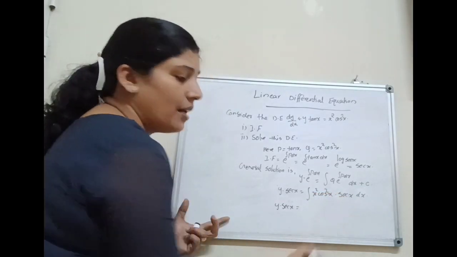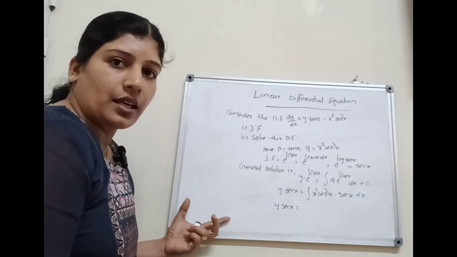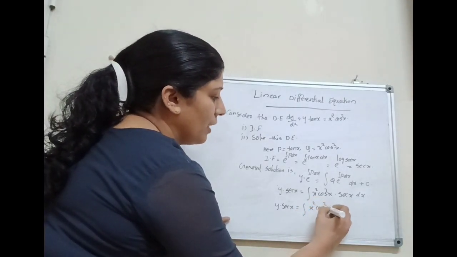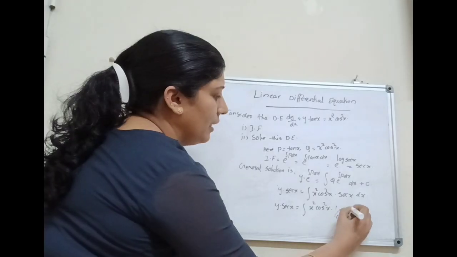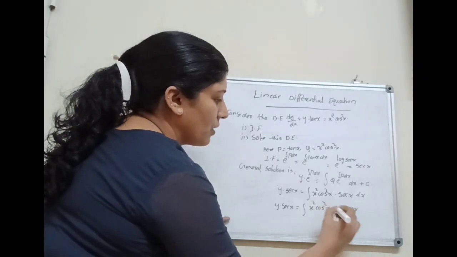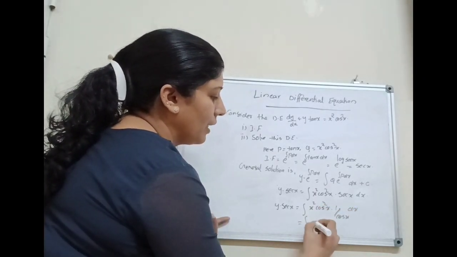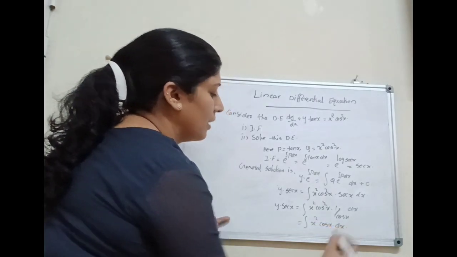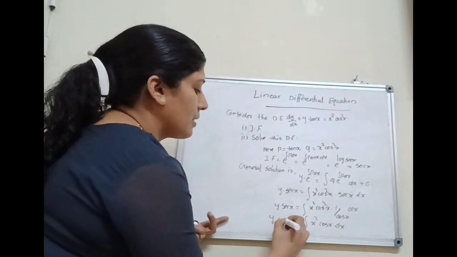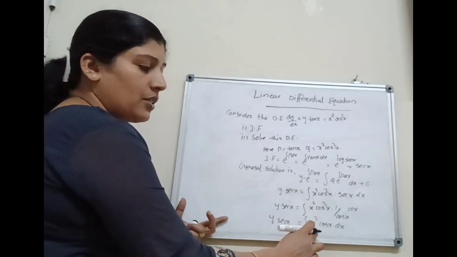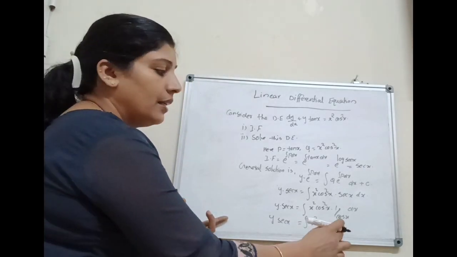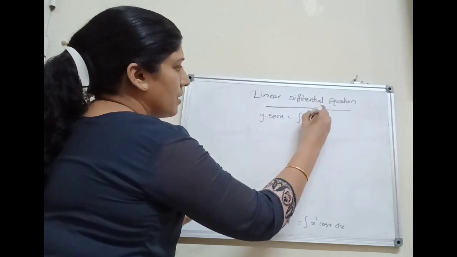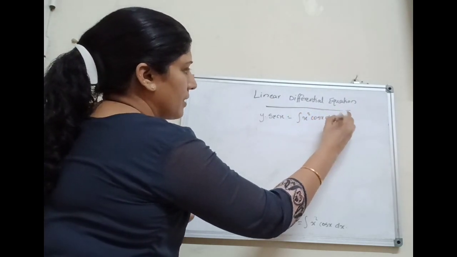Sec x can be written as 1 by cos x. Therefore, it can be changed into integral x square cos square x into 1 by cos x dx. Here cos x cancels. Therefore, it is equal to integral x square cos x dx. Therefore, y sec x equal to integral x square cos x dx.